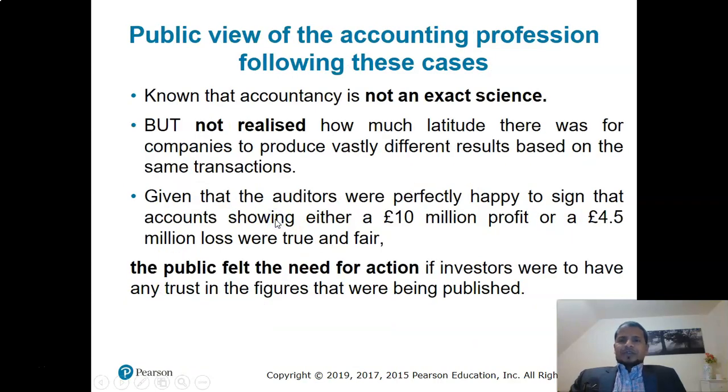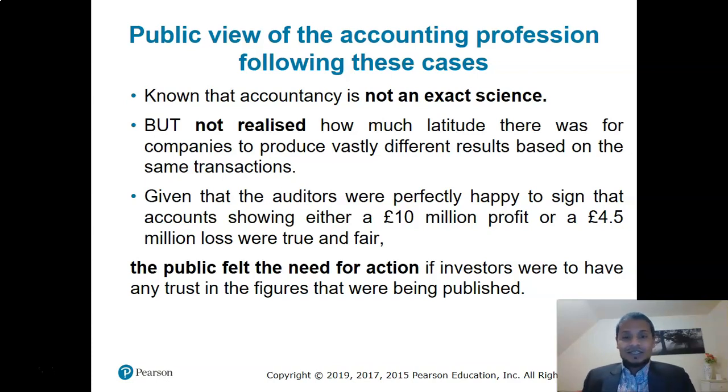So, the public view of the accounting profession. What happened afterwards? People understood at the time that accounting is not an exact science. They understood that you can't say exactly what would be the value of furniture after a certain time. You can't say exactly what's the value of the stock you have, but it should not be a huge difference, like 14.5 million. And that's why people felt they needed some sort of action.